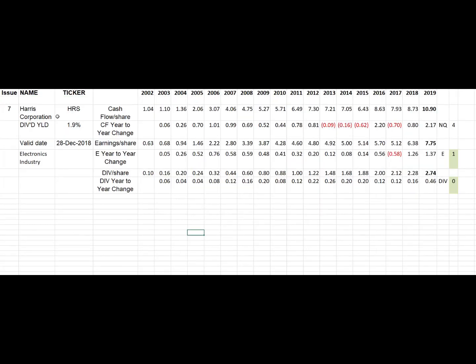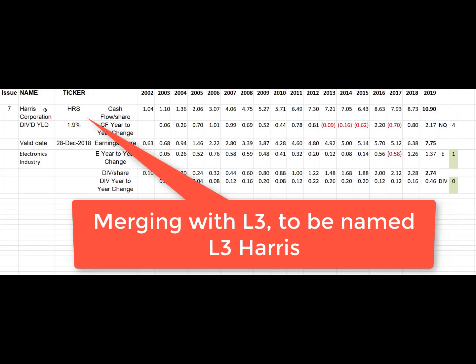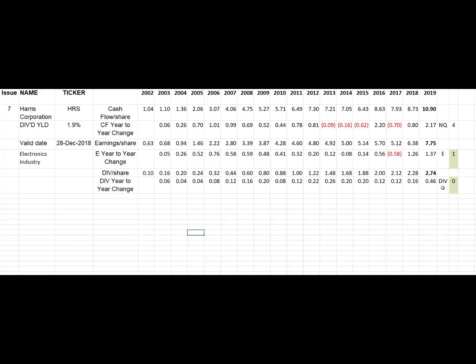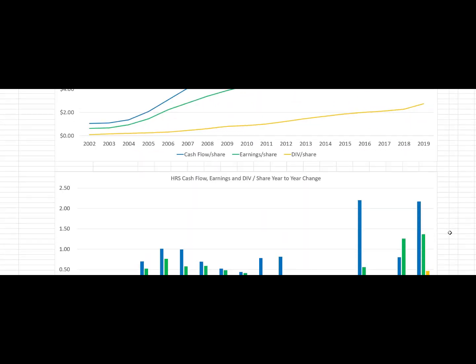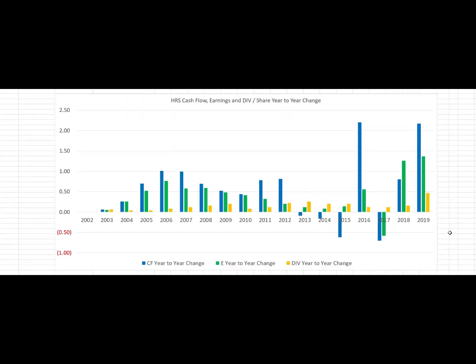Harris Corporation, I'm sure a lot of you know that name, Harris. 1.9% dividend yield, and they are an E1 and a Div 0. And we can see what that looks like in the trend analysis, generally up here. Here's where they took a hit in cash flow. Here's that negative year for the earnings, but the dividend per share continued on a positive trend for the 17 years. And that's what that looks like in the year-to-year analysis.